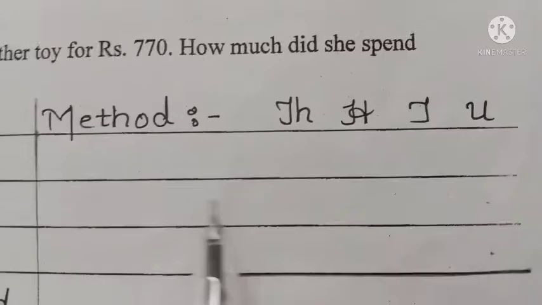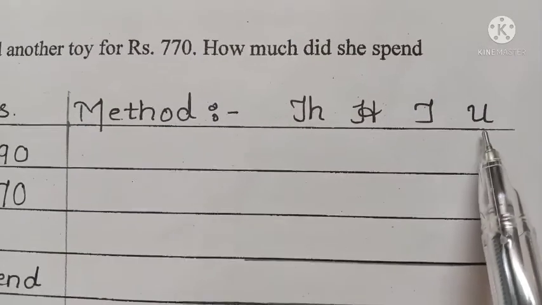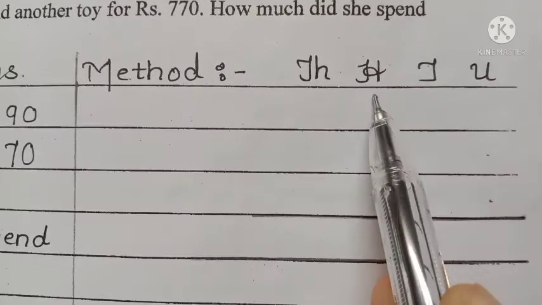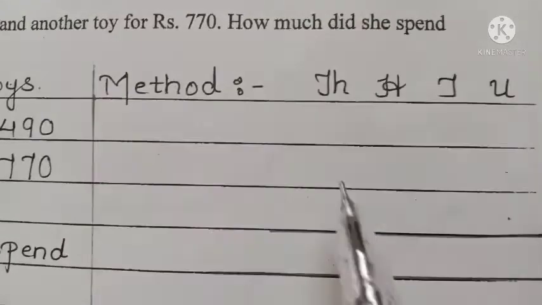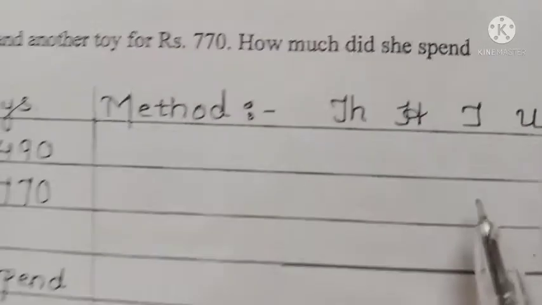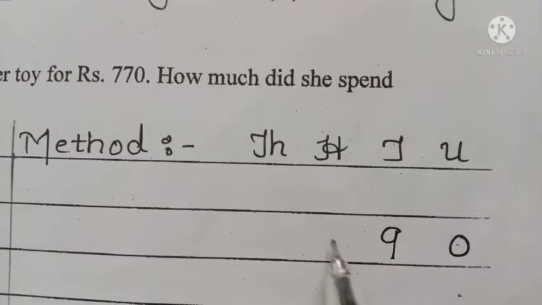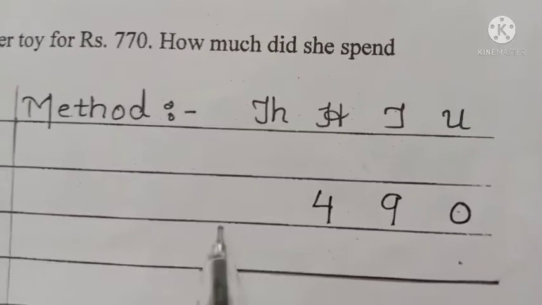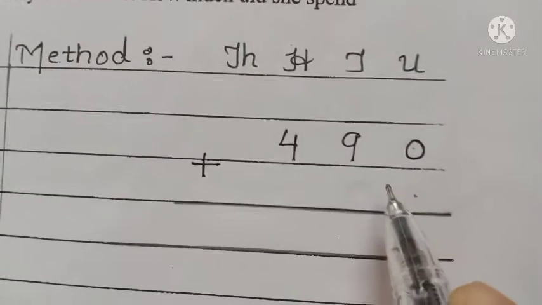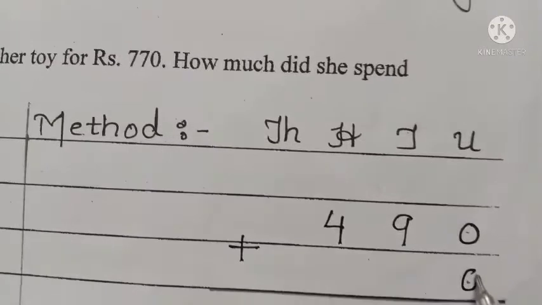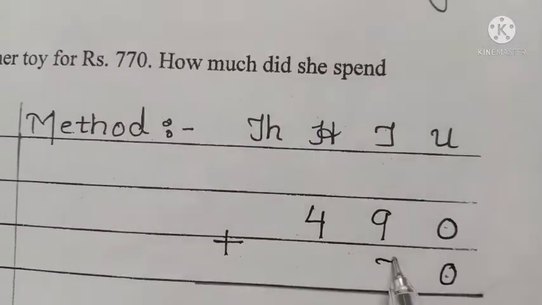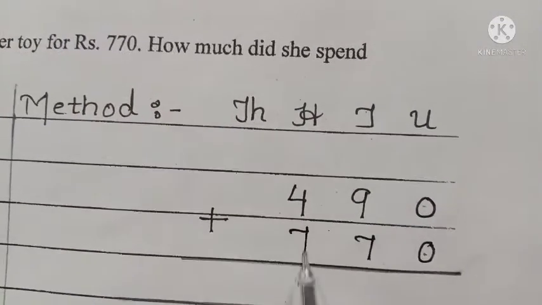Now the fourth step is here we'll write that method. So in method what we'll do? First we'll write the places here. See, units, tens, hundreds, thousands. Then write down the given number. So first number we'll write 490. 0 we'll write here, then 9 in tens place, then 4 in hundreds place. And we'll add the second number which is 770. So 0 in units place, 7 is in tens place, and 7 is in hundreds place.